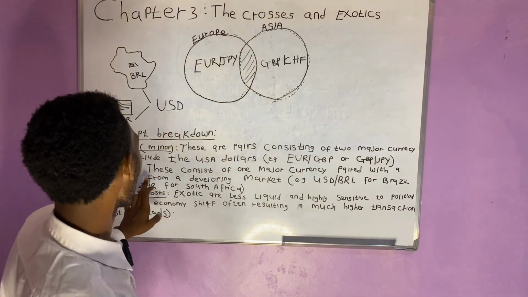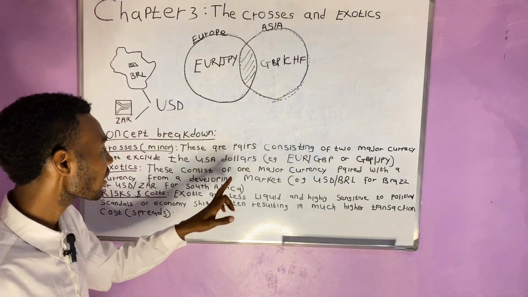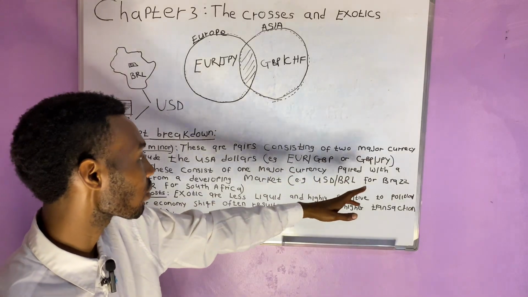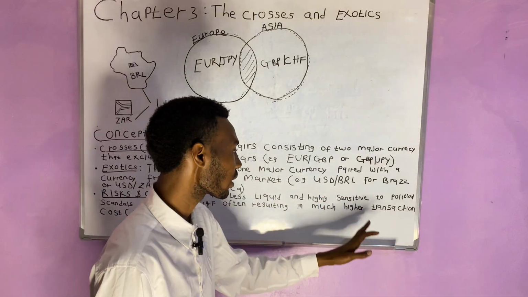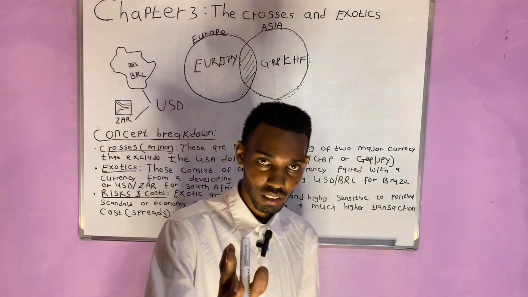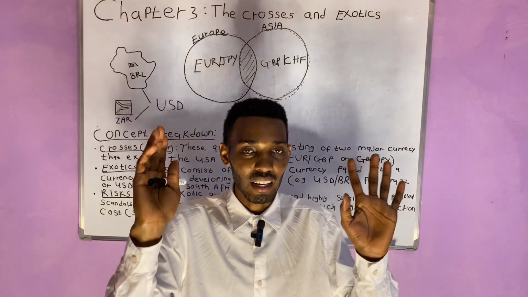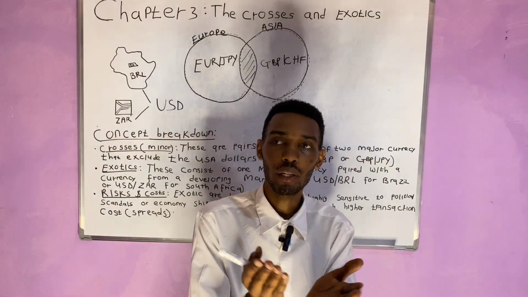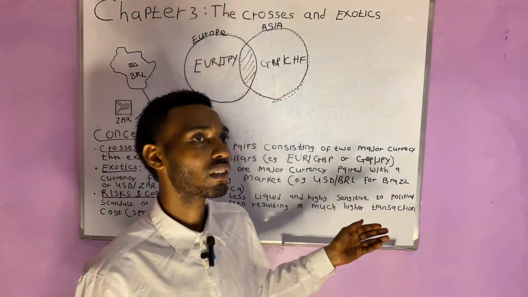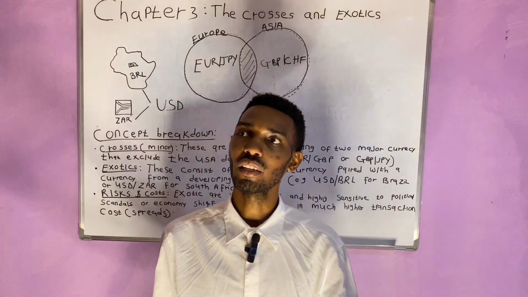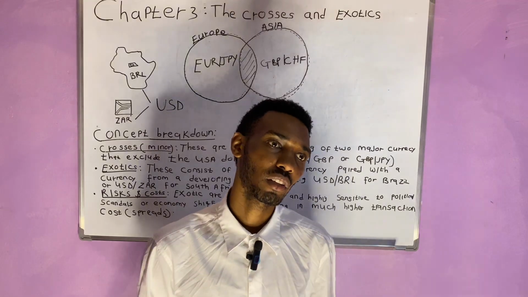Second thing, the exotics. So let's see what the exotics are. This consists of one major currency paired with a currency from a developing market, e.g. US. Now, the exotics are the minor currencies that are traded in pairs with a developing country. What does that mean? You might see developing countries, for example Turkey, Mexico, and also Brazil.